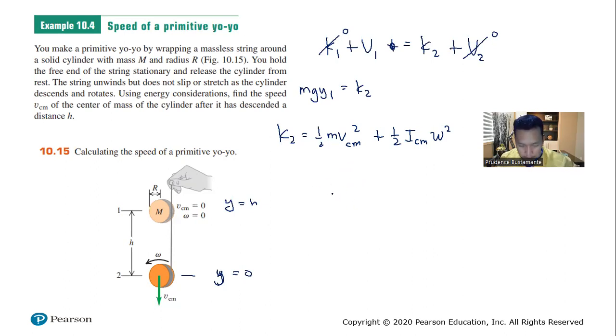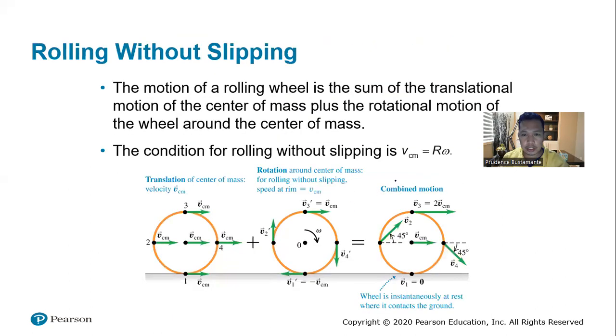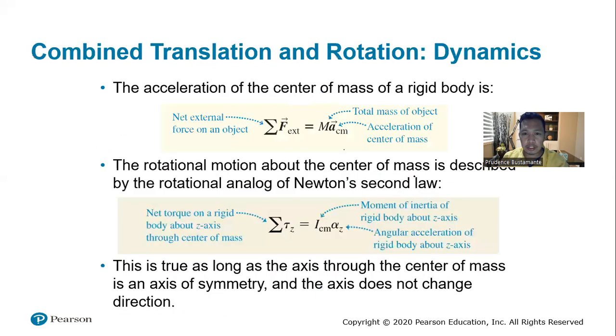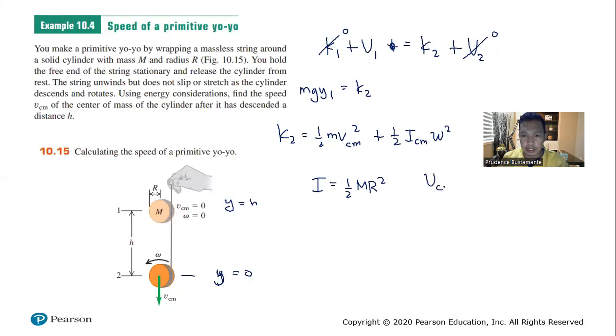Here I is equal to one half m r squared. This is also a situation of rolling without slipping, so we have v center of mass equal to R omega, and the angular velocity is equal to v center of mass over R.